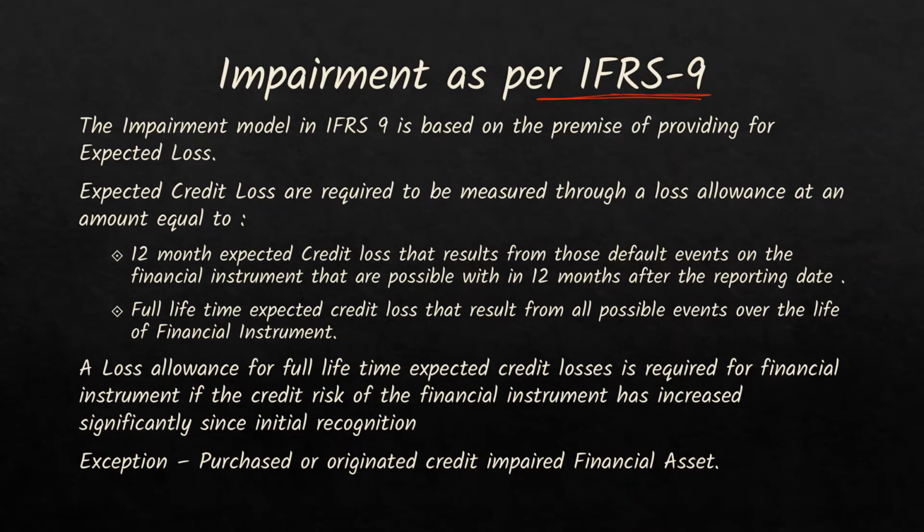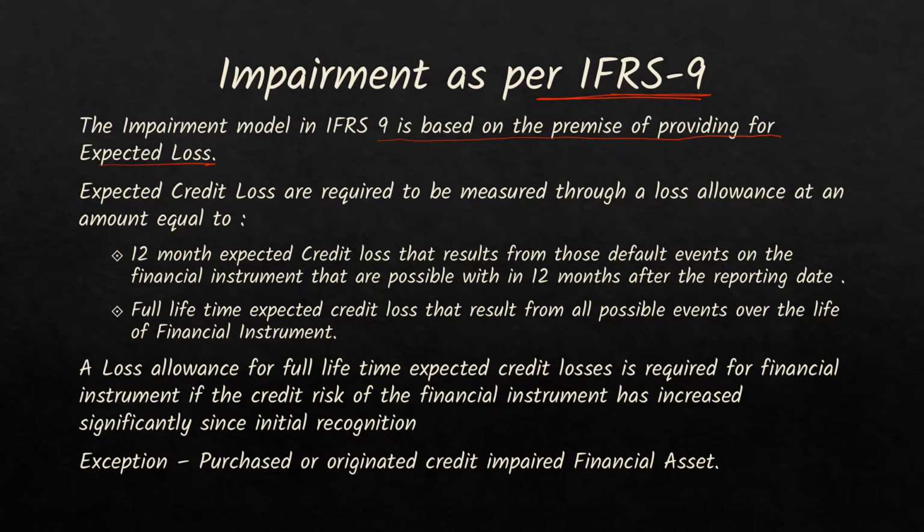It says the impairment model in IFRS 9 is based on the premise of providing for expected loss. IFRS says whenever you see that in any asset you are trading or investing in, there are chances that it may default, and that you will not get the full principal or the interest expected, follow prudence and show it as a loss.